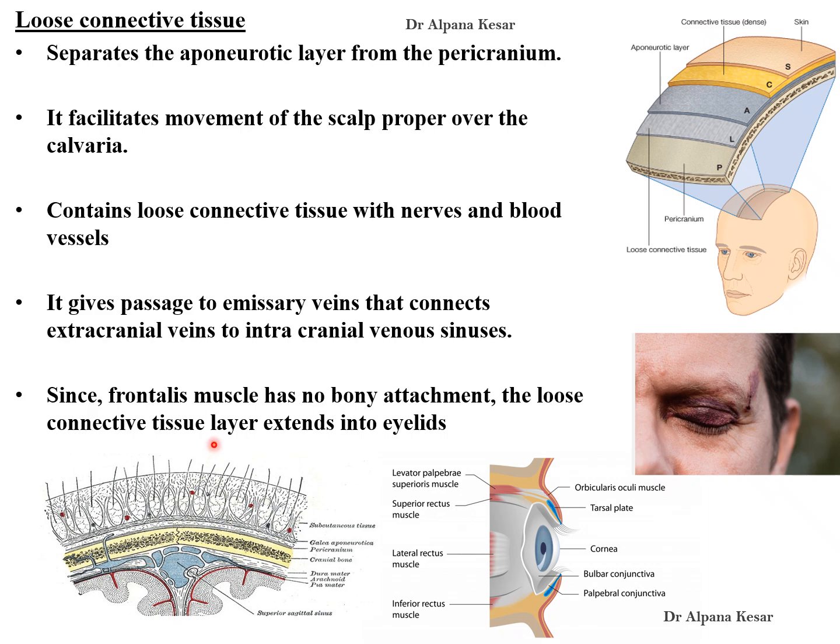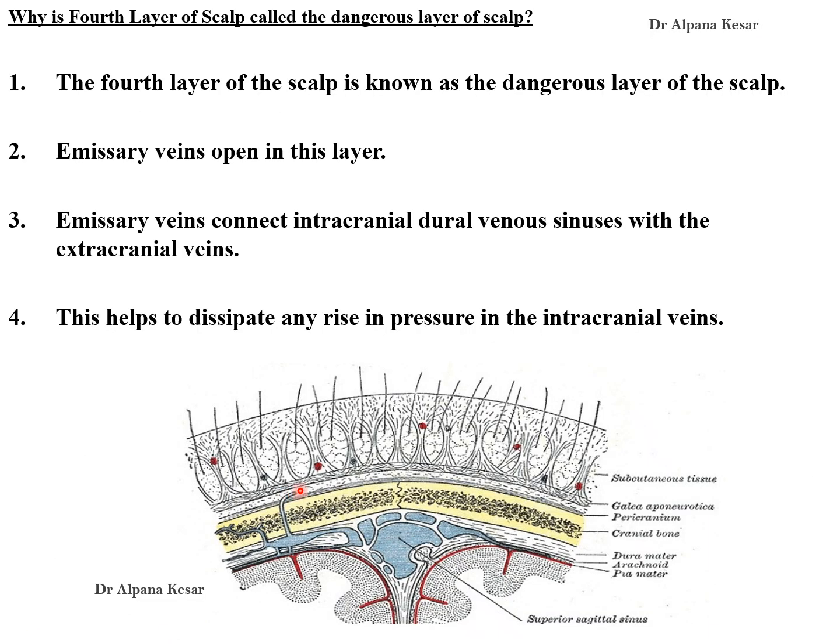Previously, we have seen that the frontalis muscle has no bony attachment. It is only attached to the skin of the eyebrows, and thus the loose connective tissue layer of the scalp is continuous into the eyelids. This is the fourth layer of the scalp. It is also called the dangerous layer of the scalp. This is so because the emissary veins open here.